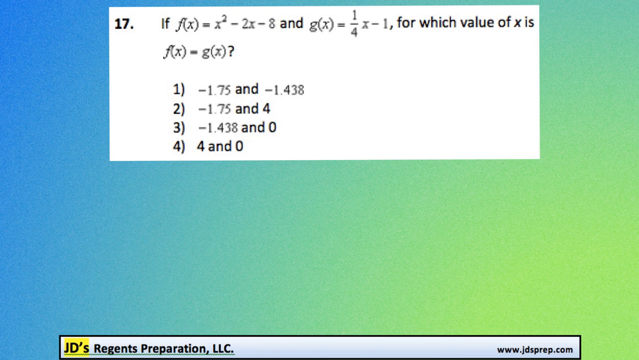This is problem number 17 from the August 2015 Algebra Regents exam. We're given two functions, f of x and g of x, and we need to find out for which value of x they are equal to each other.